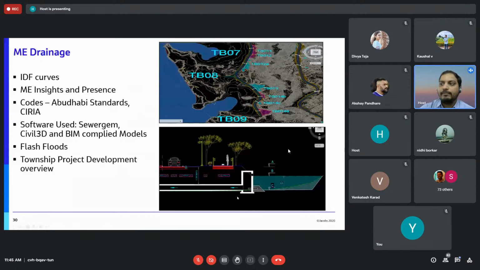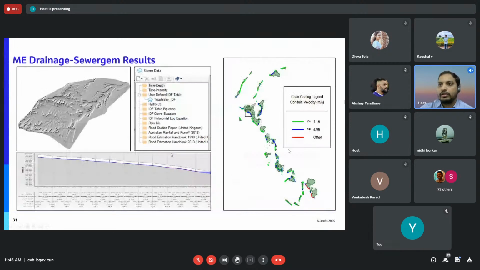So this kind of method we are using there to store the water for some time, and we are creating some delay in the stormwater. So these are some insights in the Middle East SewerGEMS and the input parameters we use in SewerGEMS.